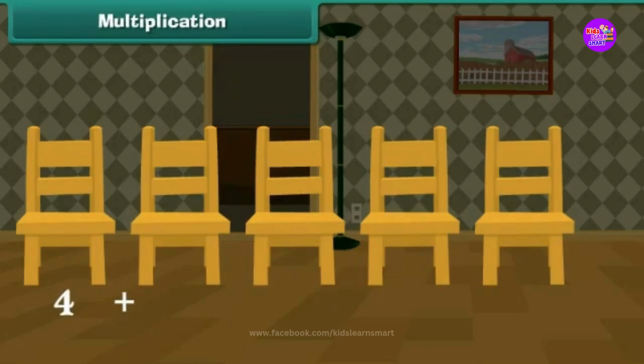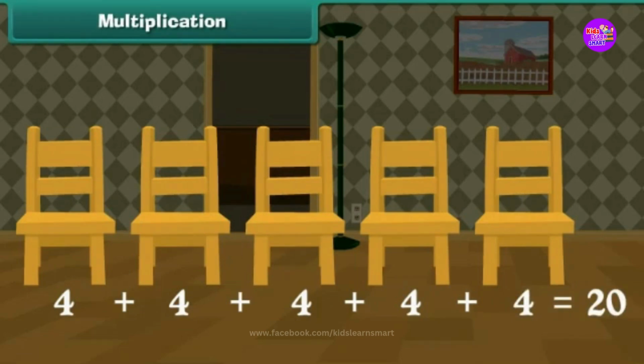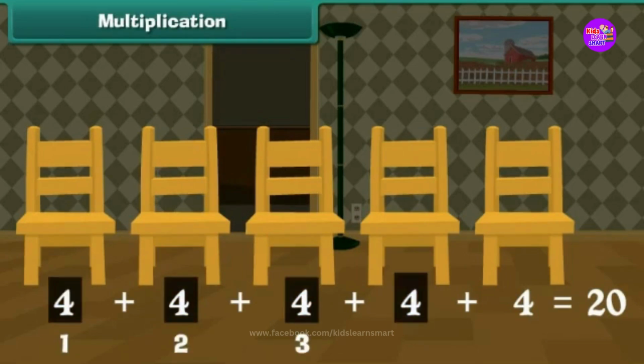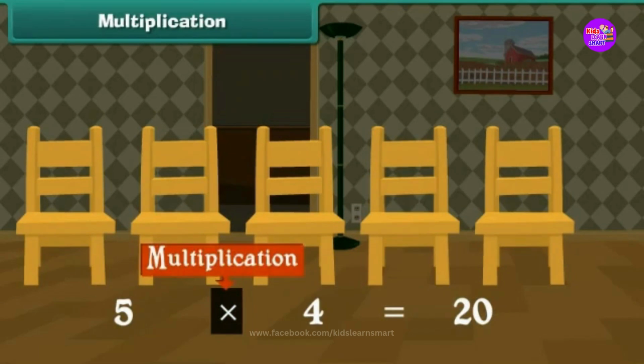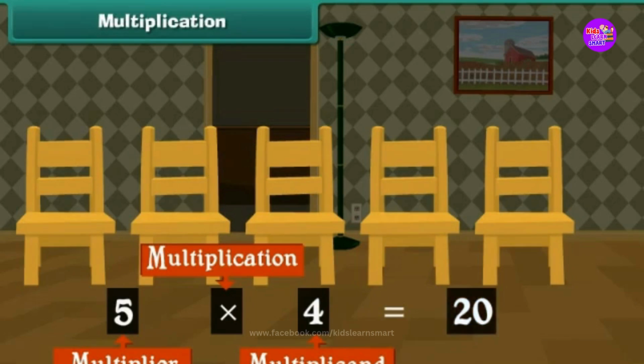4 plus 4 plus 4 plus 4 plus 4 is equal to 20. In other words, 5 times 4 is 20. We can write it as 5 into 4 is equal to 20. Cross is the sign for multiplication. The first number, 5, is called the multiplier. The second number, 4, is called the multiplicand. The result of multiplication is called product.